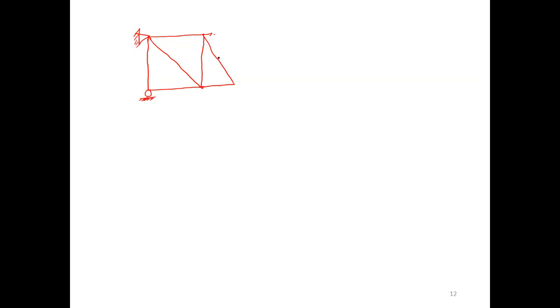Yes, this is the given truss member. Now, what is the equation of truss for total indeterminacy? Static indeterminacy I equals m plus r minus 2j. So how many members are there?